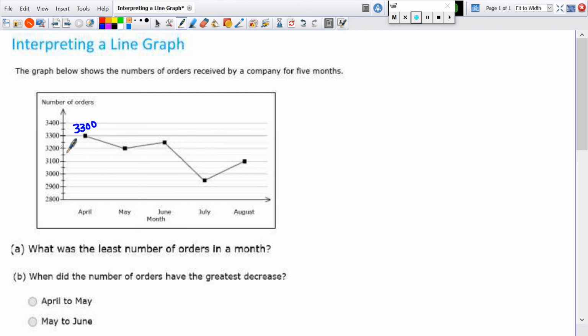Okay, for May, it's 3,200. For June, if you look on the side here, it's going up by 50s. So June is halfway, it's going to be 3,250. Because if you go over to see where you're at, that's where you're going to be at.